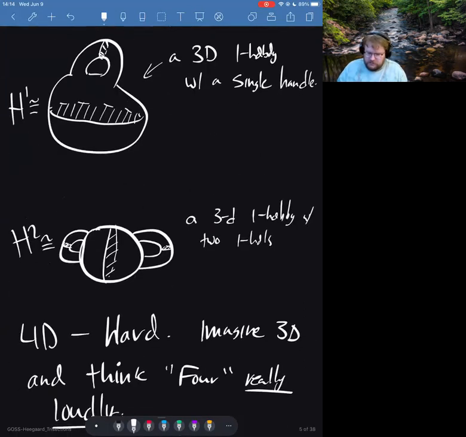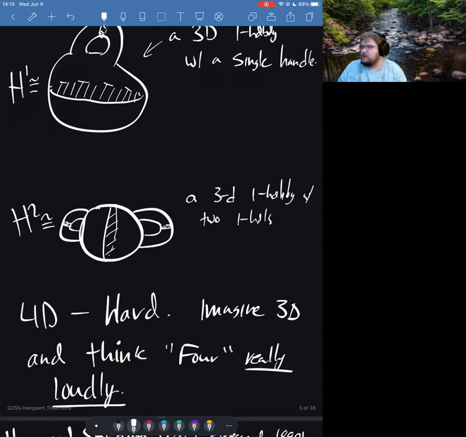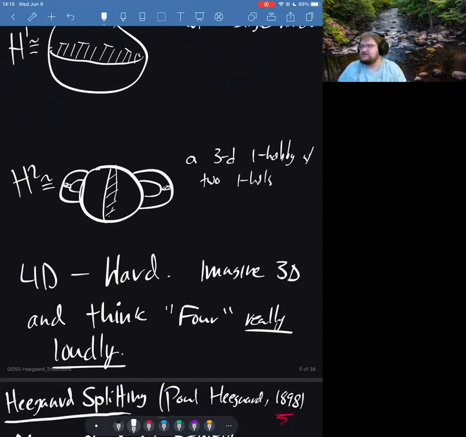So here are some more three-dimensional handle bodies. Again, four dimensions is hard. Imagine the 3D picture and think four really loudly at yourself. This is something my advisor told me to do, and it's what I do. And it mostly works, except when it doesn't.